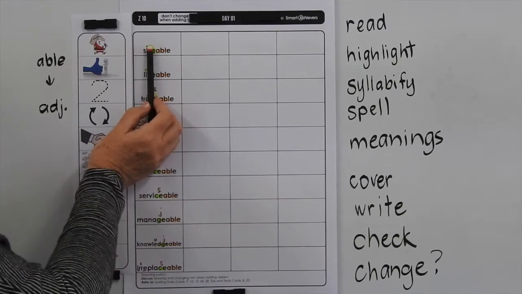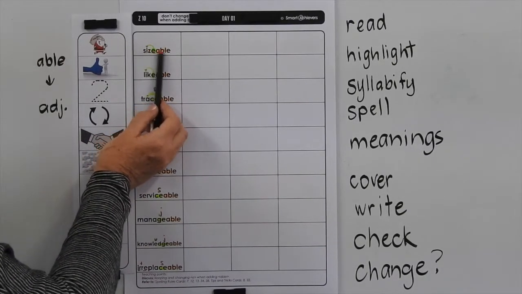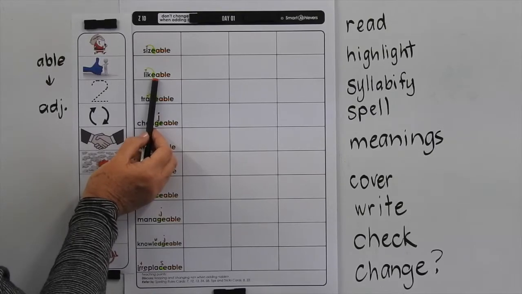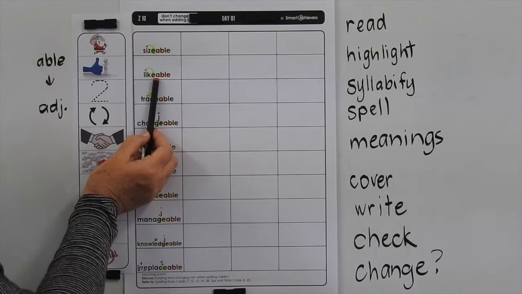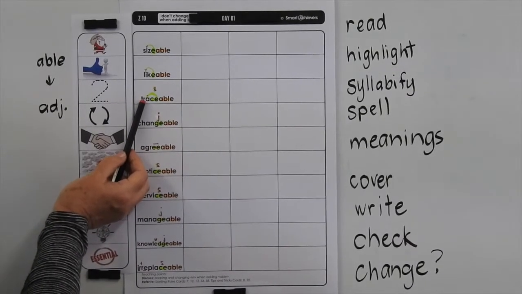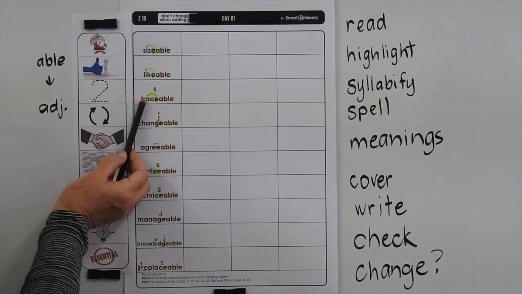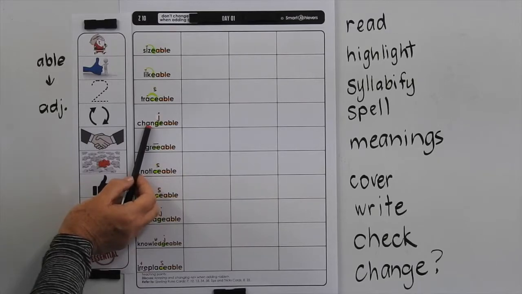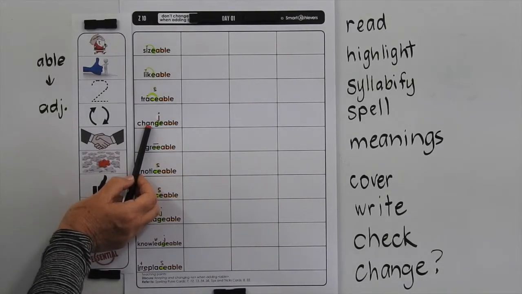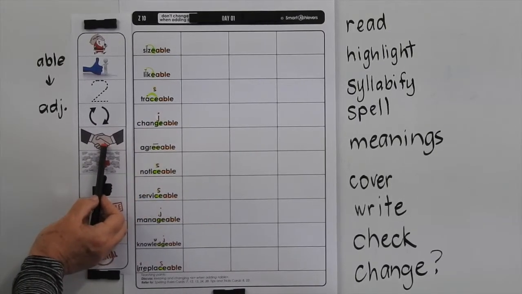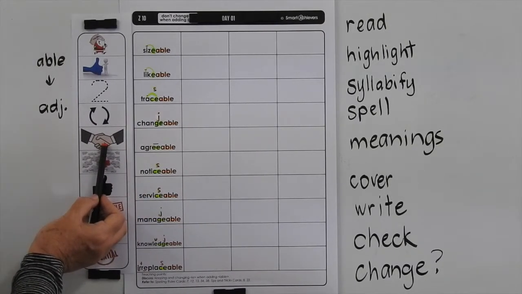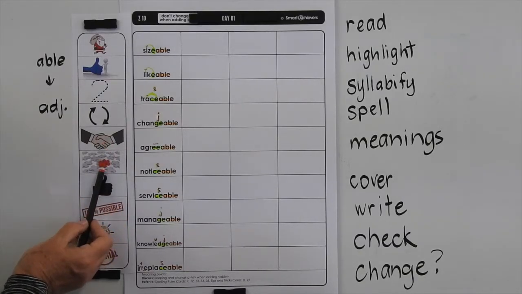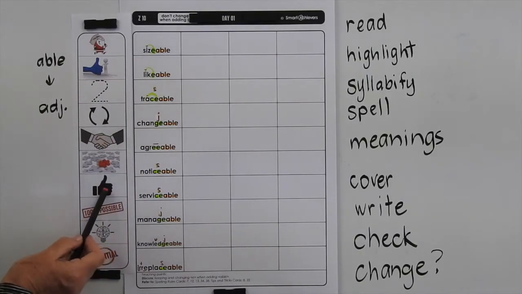Okay, let's have a look at what these words mean. Sizable means fairly large. Likeable means pleasant, friendly, easy to like. Traceable means able to be found or discovered, and sometimes you might trace over letters or numbers. Changeable means unpredictable, variations or changes. Agreeable means pleasant, enjoyable or pleasurable. Noticeable means easily seen or clear or apparent.